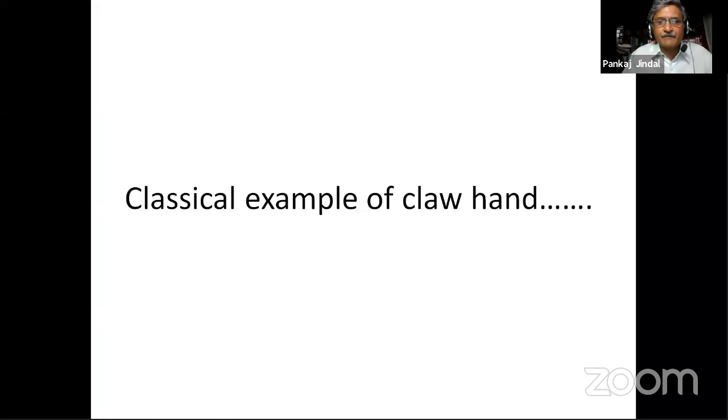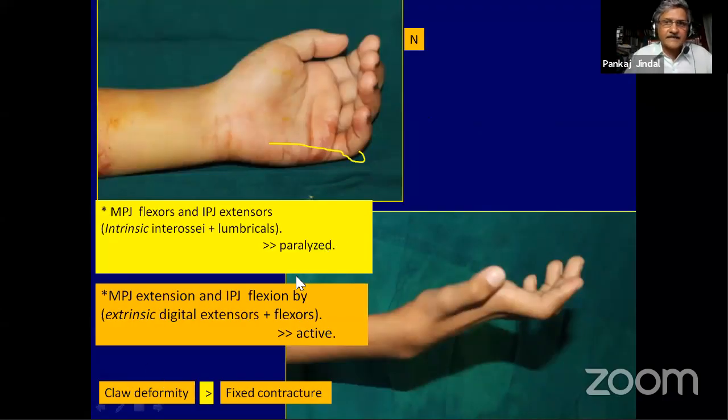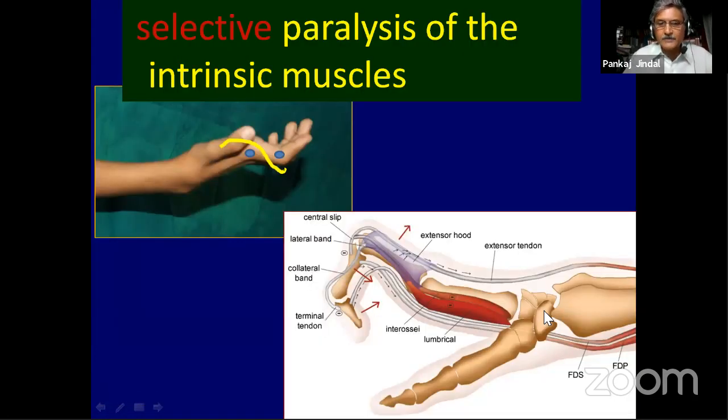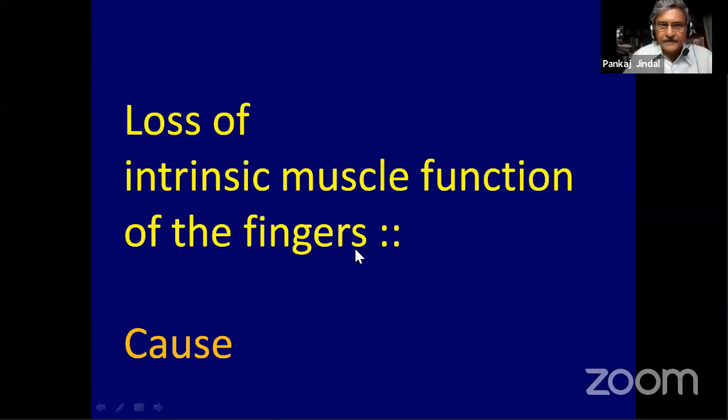A classical example is a claw hand. The lumbricals and interossei lie anterior to the MP joint and dorsal to the PIP joint. So if the interossei and lumbricals get paralyzed, they go into a reverse posture, that is hyperextension of the MP joint and flexion at the proximal interphalangeal joint.